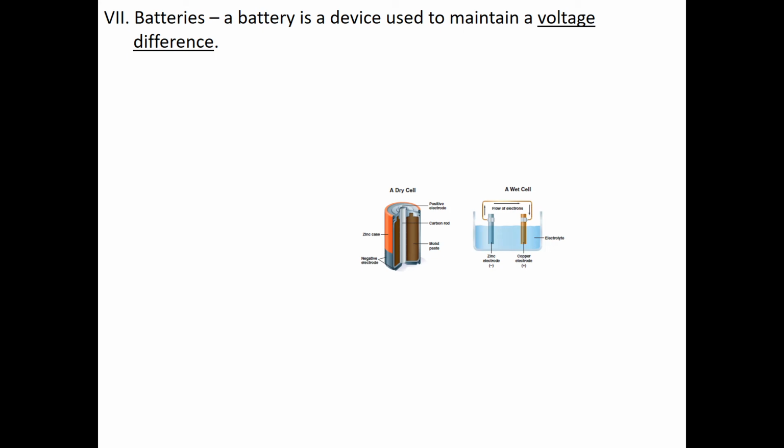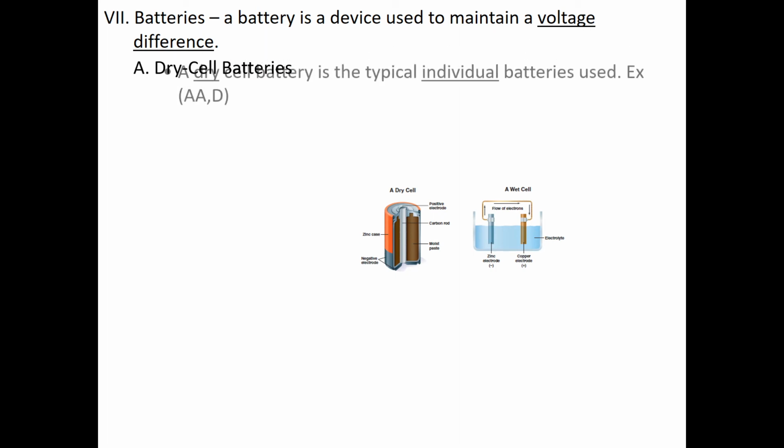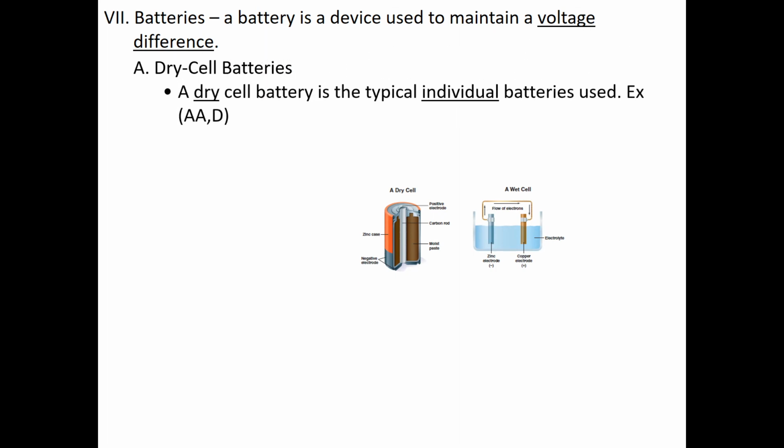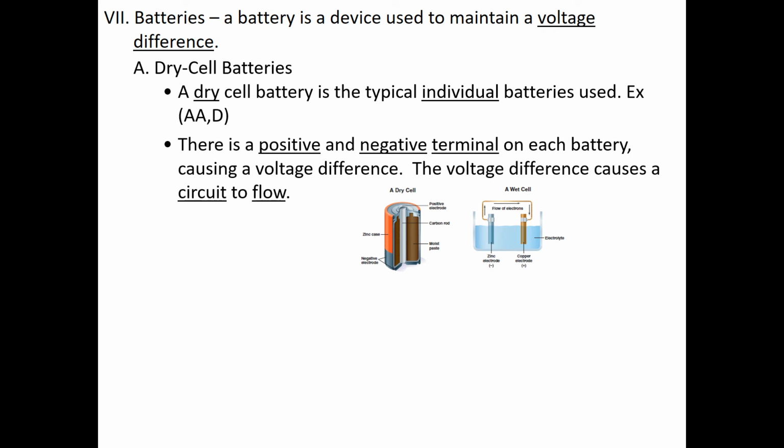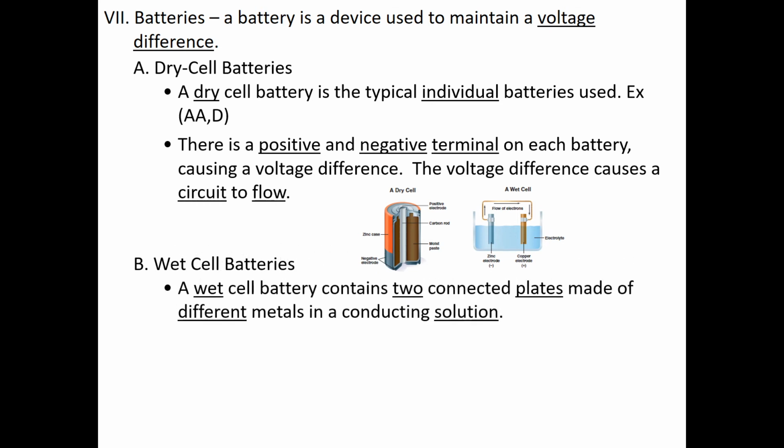Batteries. A battery is a device used to maintain a voltage difference. We have dry cell batteries. A dry cell battery is typically an individual battery, such as AAA. It uses chemistry. There's a positive and negative terminal in each battery, causing a voltage difference. The voltage difference causes a current to flow. It's dry. Do not cut up a battery, as mixing with air could cause it to spontaneously catch on fire. Especially lithium batteries, they catch on fire if you were to open them up. If you shoot them, they produce poisonous gas and fire.